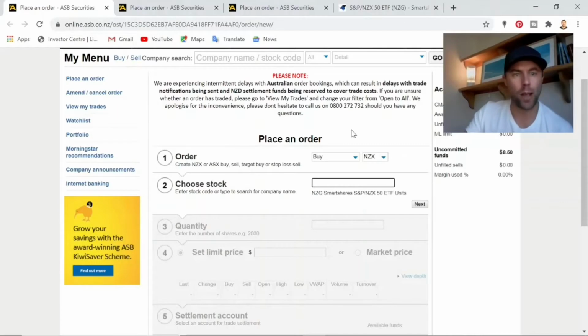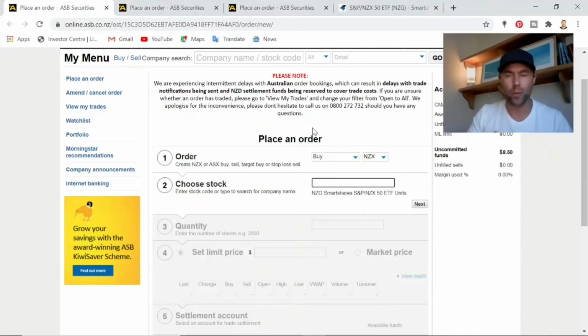So we're over on my ASB share trading platform. This is the back end, okay? This is if I'm wanting to buy and sell securities within New Zealand, then this is the platform that I use, okay? Mainly because I bank with ASB in New Zealand, and this is just who I've been banking with. This is where predominantly most of my money is held within New Zealand, so it just makes it easy.